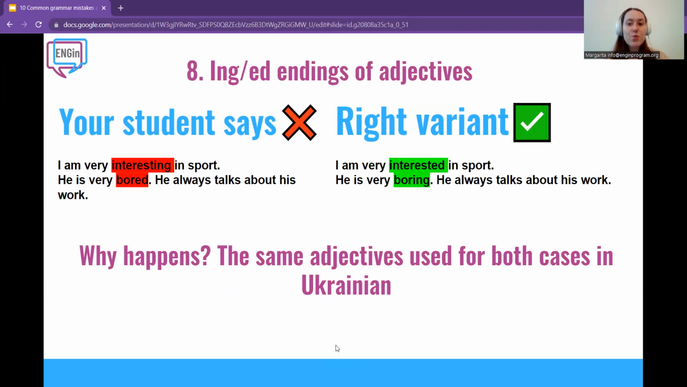In an effort to express feelings and emotions, saying something like, I'm so very interested or I'm so bored, many people make up sentences like, I'm so very interesting or I'm so boring, which is totally incorrect. The point is that adjectives with the ending ing describe objects that cause us certain feelings, while adjectives with the ending ed describe directly the feelings and emotions of a person. For example, the TV program about history is boring, and I'm not interested in history.